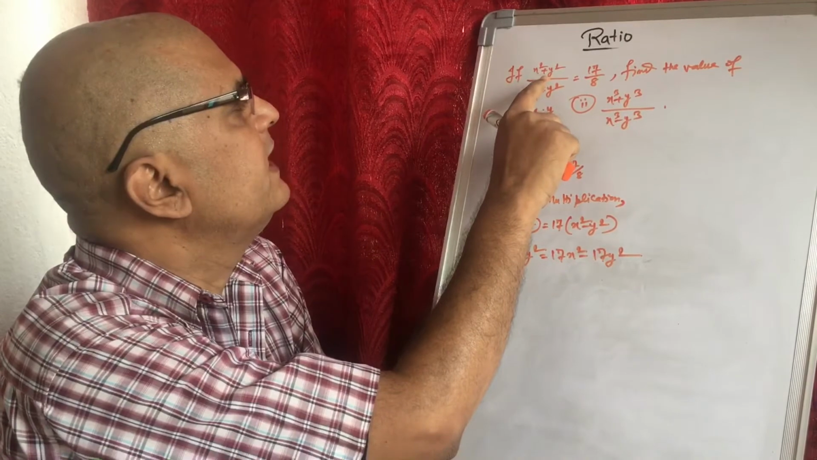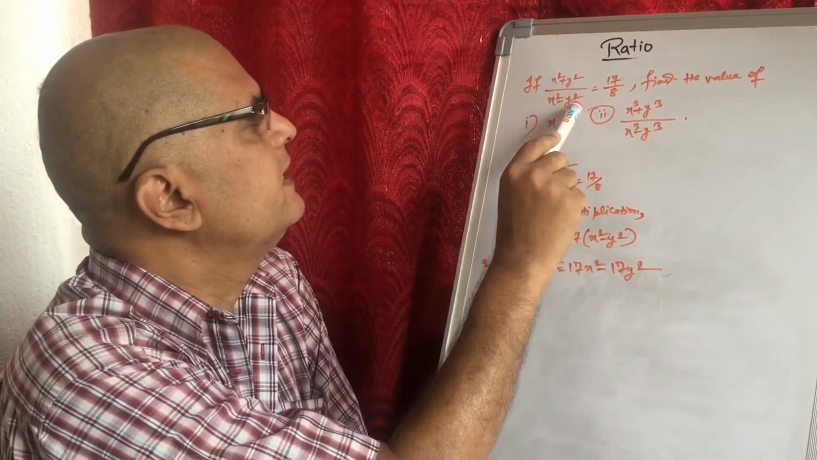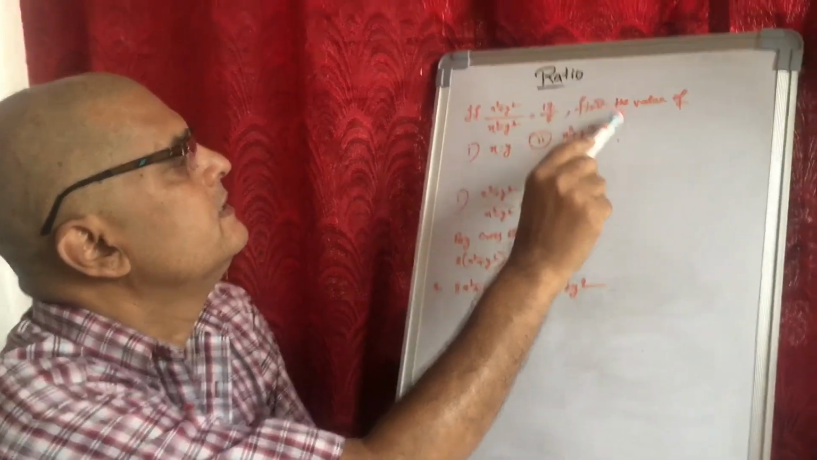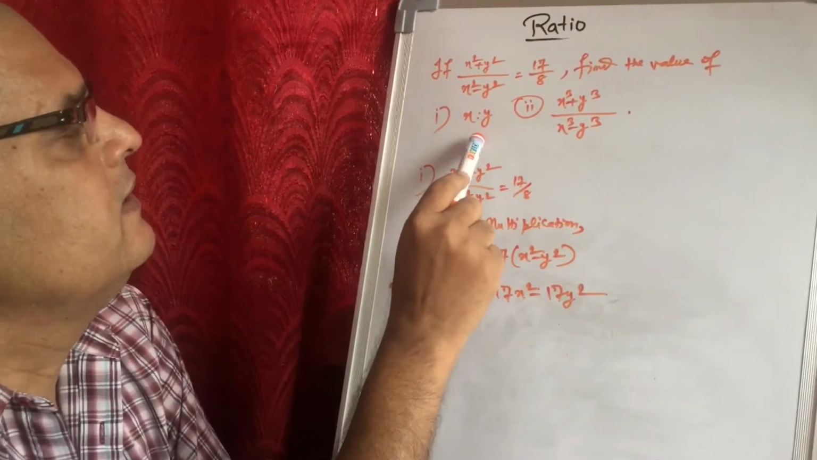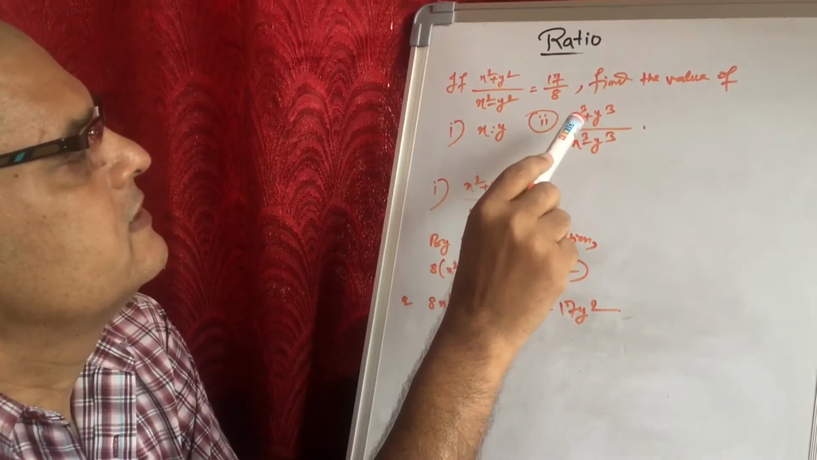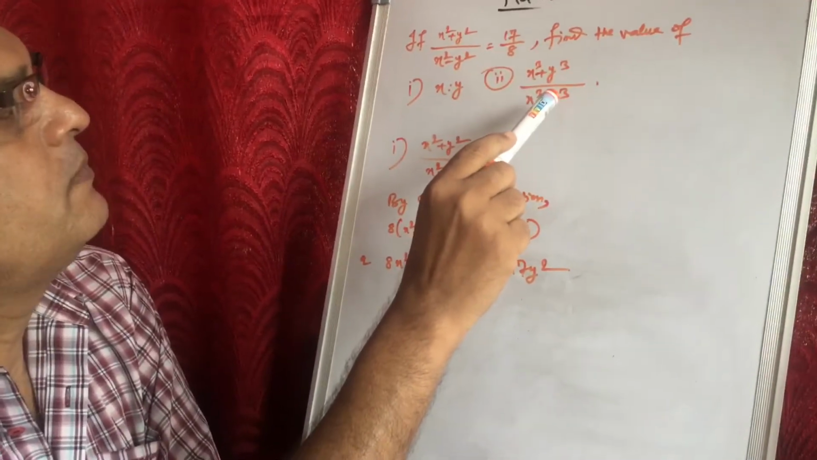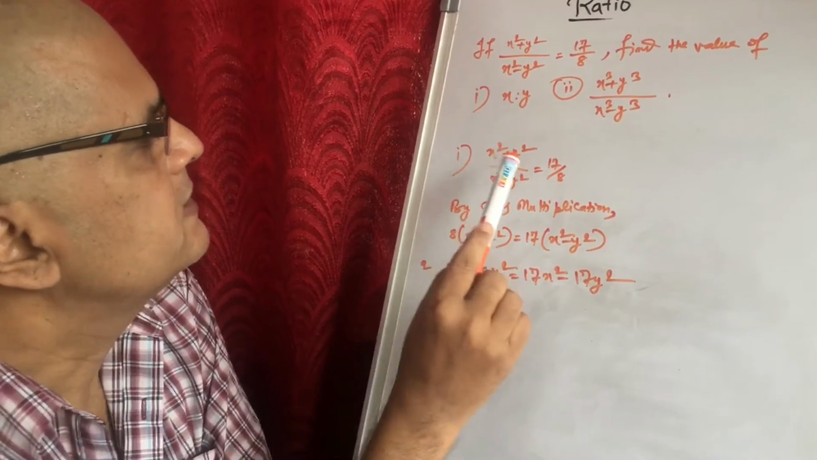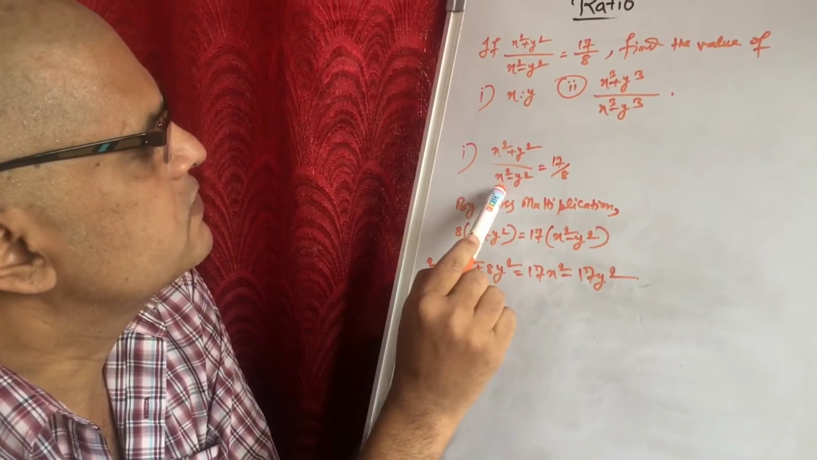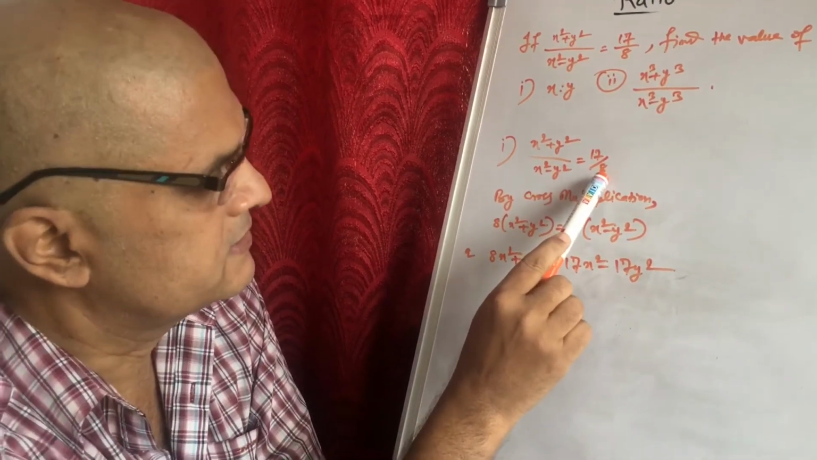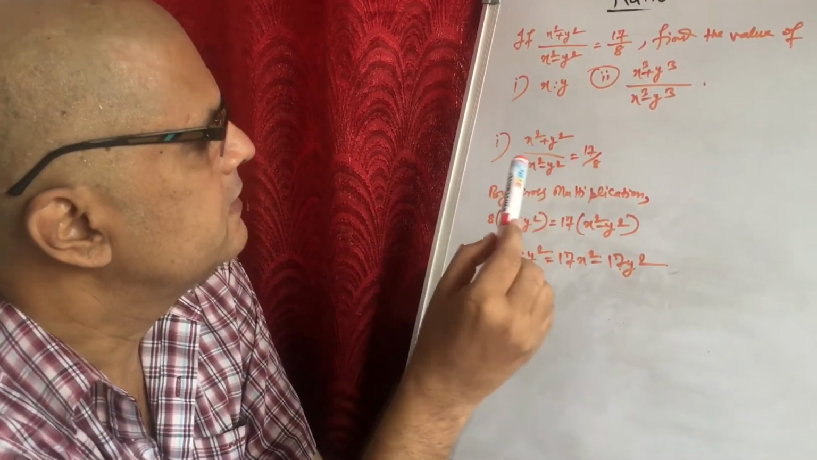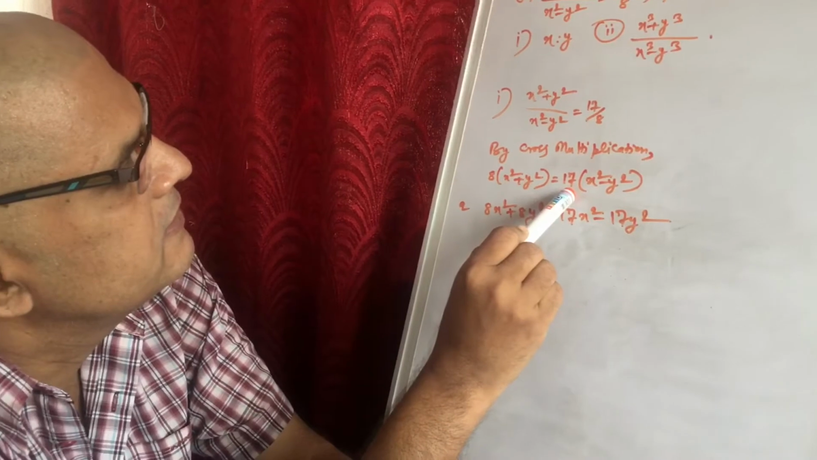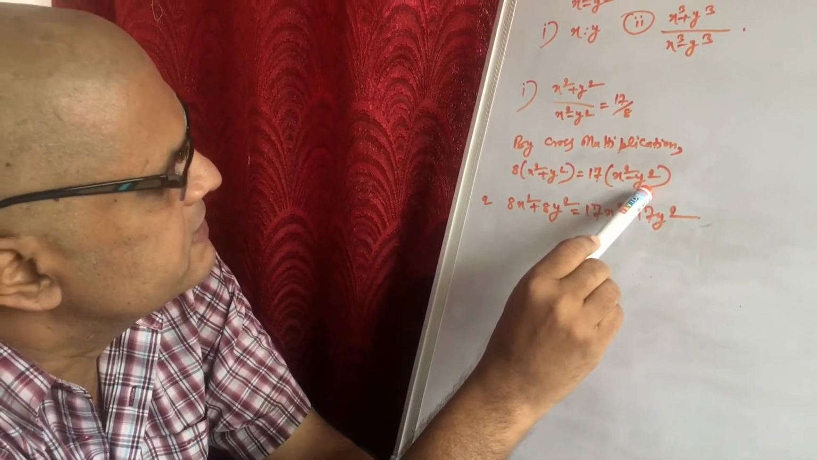It is given that x square plus y square divided by x square minus y square is equal to 17 by 8. Then I have to find the value of x is to y, and another is that I have to find the value of x cube plus y cube divided by x cube minus y cube. Now see how to solve it. x square plus y square divided by x square minus y square is equal to 17 by 8. Then by cross multiplication, it will be 8 into within bracket x square plus y square is equal to 17 into within bracket x square minus y square.